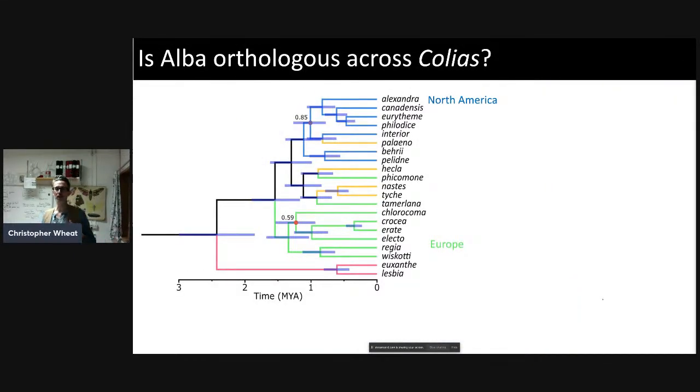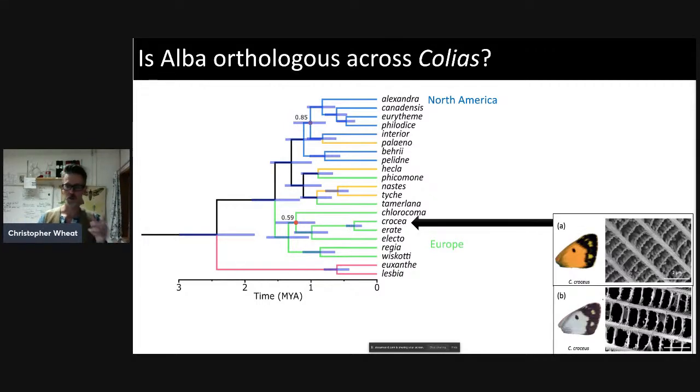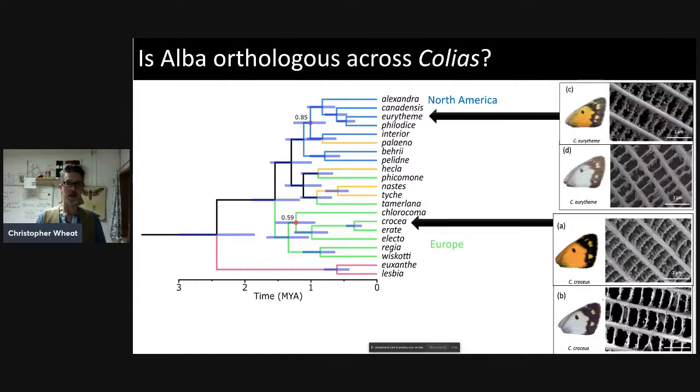So is Alba orthologous across Colias, right? I'm trying to bring back our focus here. And I just showed you earlier that we know the genetic basis of Colias crocea and what's causing the difference for Alba here, or at least the locus that's driving this primary difference. And we're asking, is this the same locus in North American Colias? And if it is the same locus, well, they last shared an ancestor over 1 million years ago. Right, so that would be a deep maintenance of an alternative life history strategy, right? And that's why we're excited about trying to go after this.